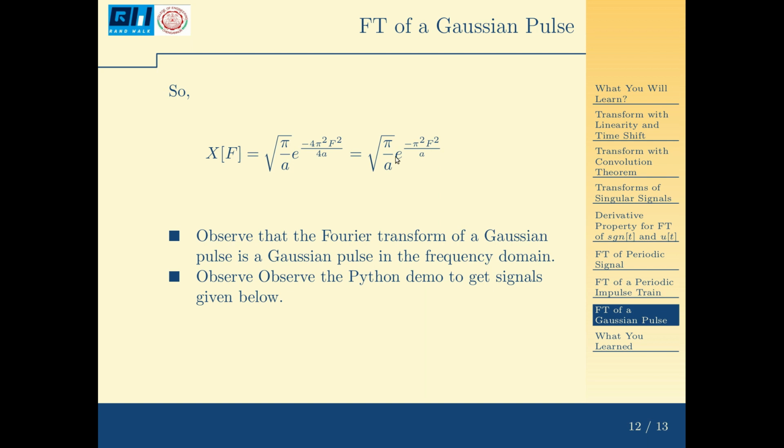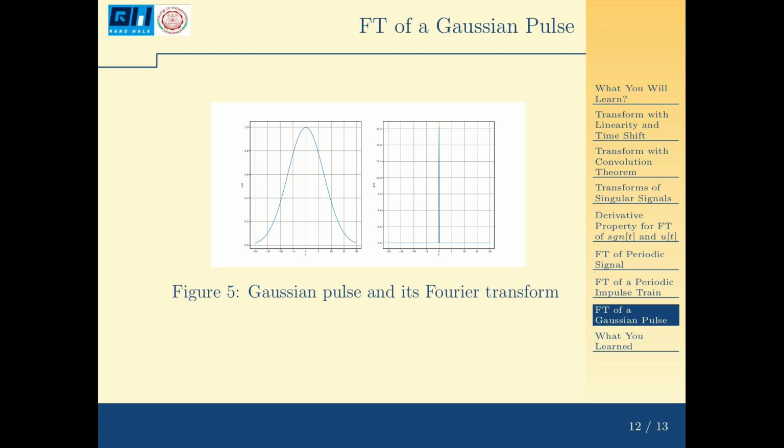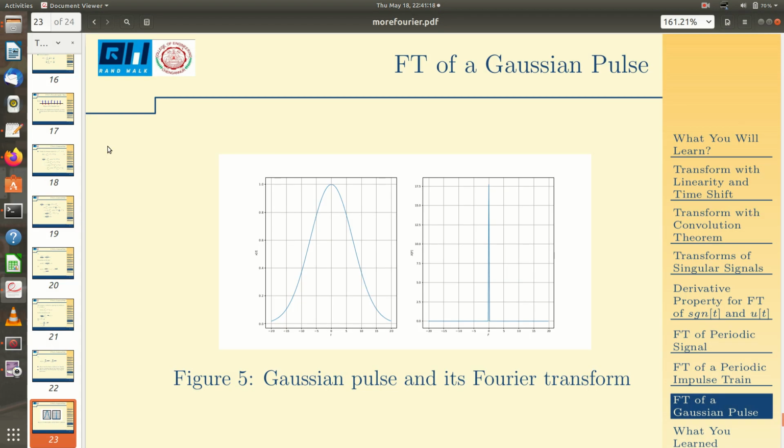Now you can see that this is a Gaussian pulse in the frequency domain. We can use a Python demo to get these signals. This is a Gaussian pulse in the time domain, and this is a Gaussian pulse in the frequency domain. The second one is the Fourier transform of the first one. So let us compute that.